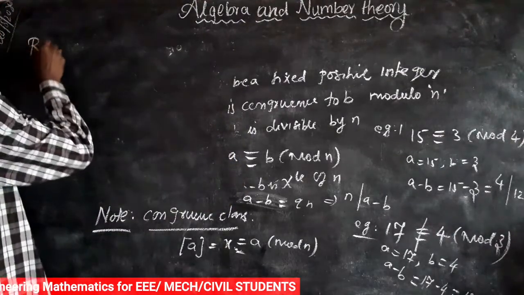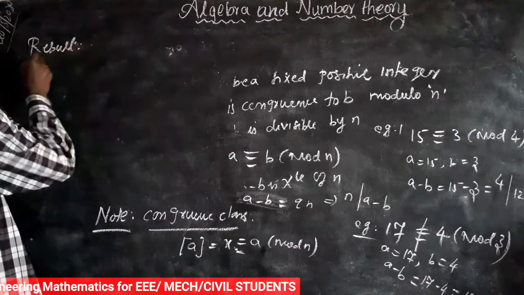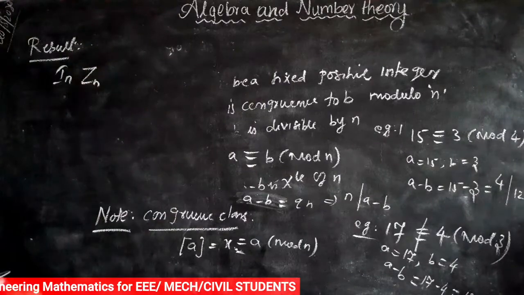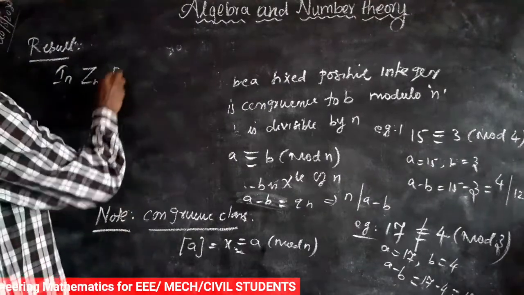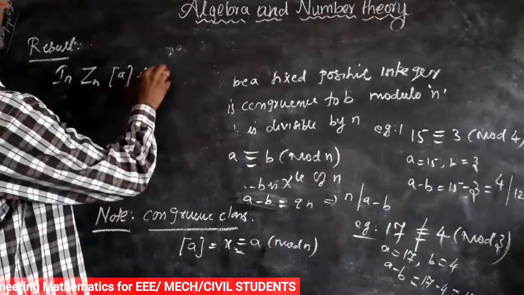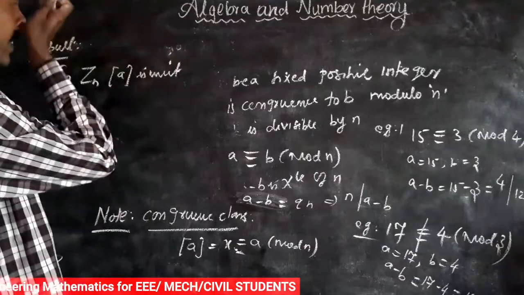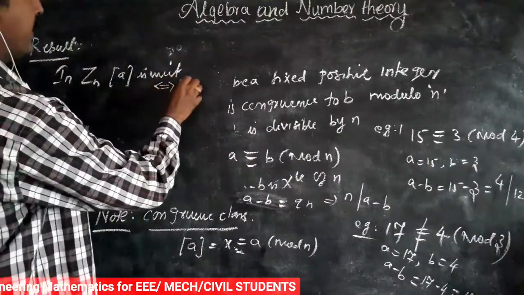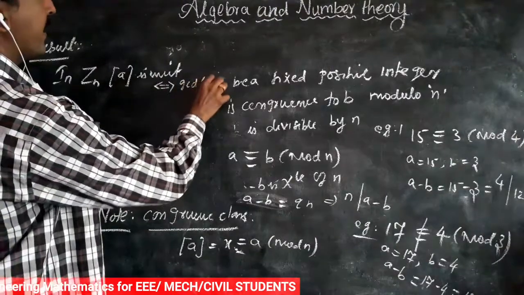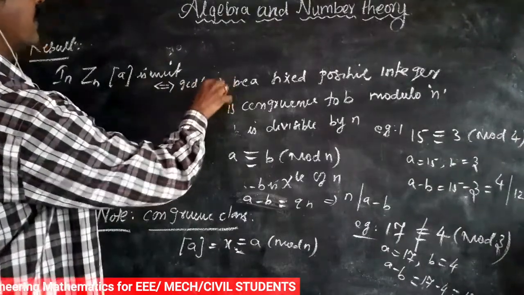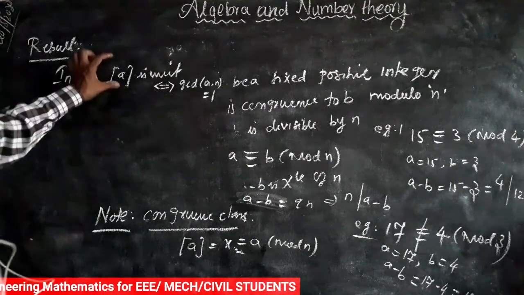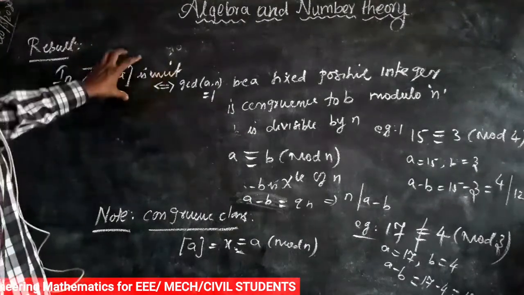And result: in Zn, generator of a is a unit if and only if greatest common divisor of a comma n is equal to 1. GCD of a comma n is equal to 1. The meaning of this, generator of a is a unit, that is inverse exists.